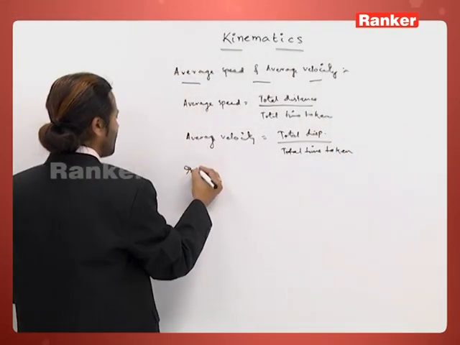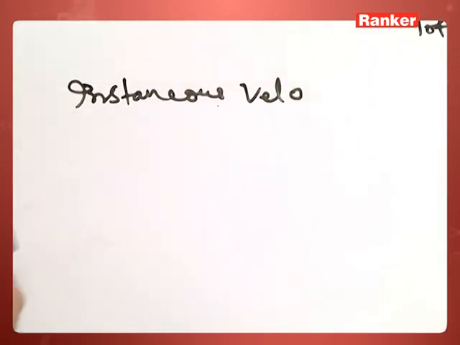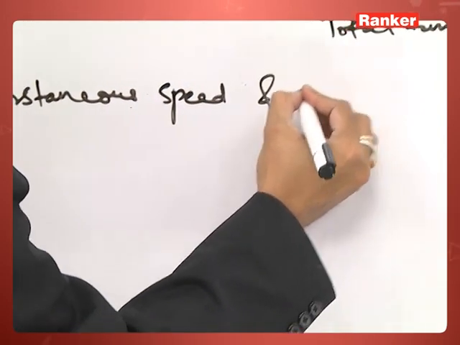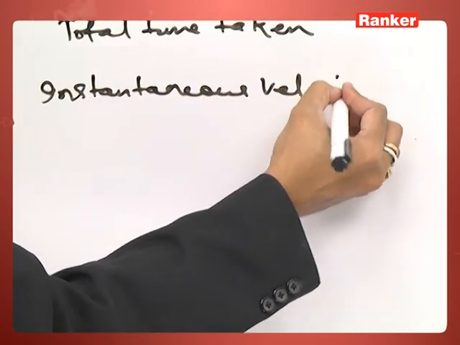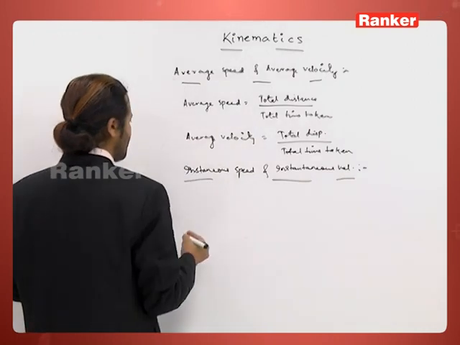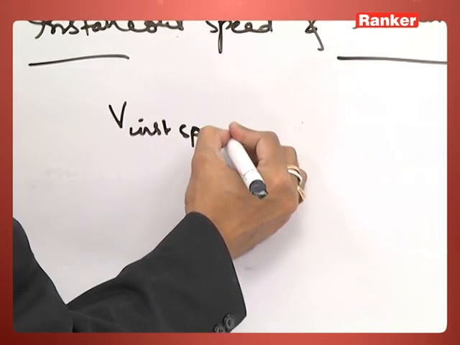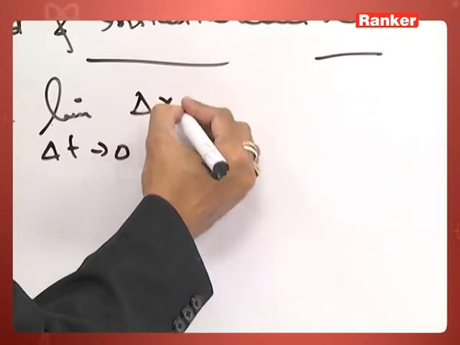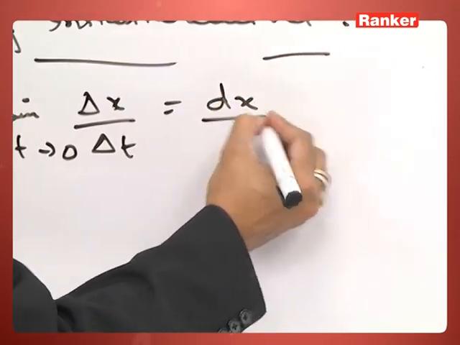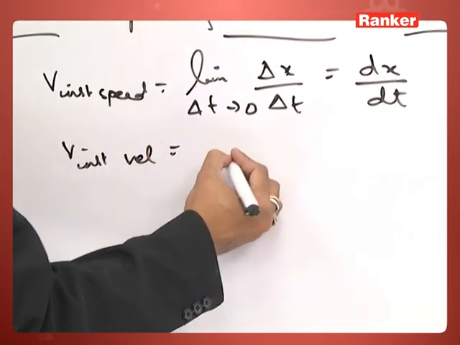Next we will have instantaneous velocity or instantaneous speed, and instantaneous velocity. Instantaneous speed is, I can write V instantaneous speed is limit delta t tends to 0, delta x by delta t, that becomes dx by dt. And V instantaneous velocity, same thing, but I will write like this.